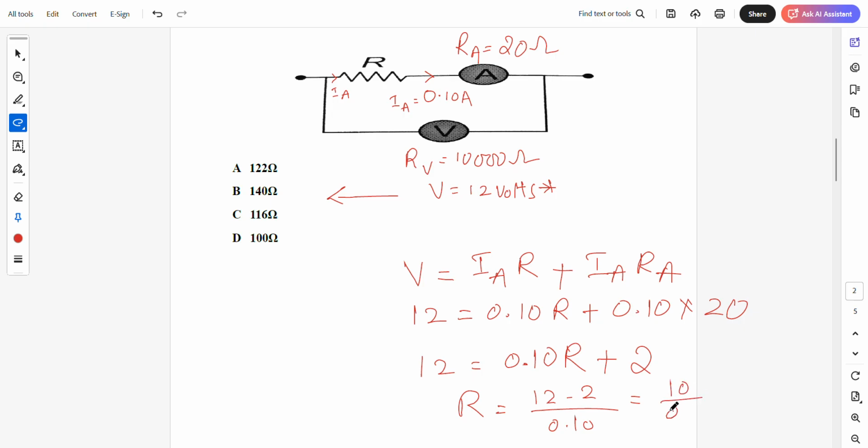That is 10 by 0.1. What does 10 by 0.1 come to? That is 10 divided by 1 by 10, which is equal to 100 ohm. The right answer. Hope you understood. This is a very easy problem. The voltage will be the same across this branch and this branch because they are in parallel.